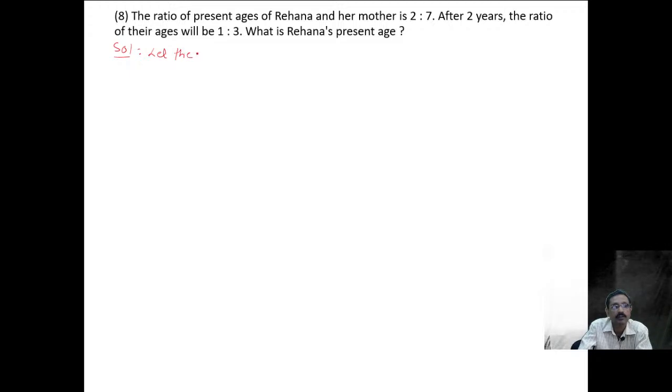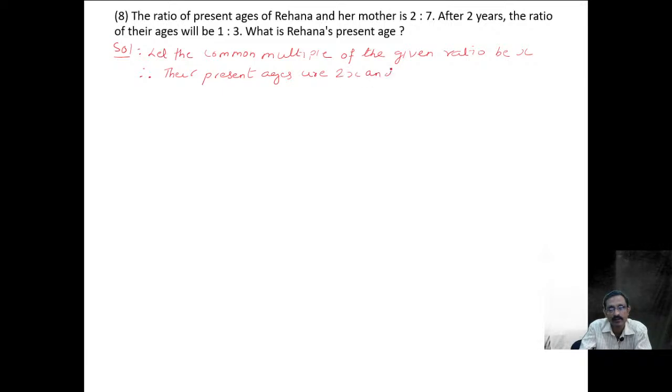Let the common multiple of the given ratio be x. Therefore, their present ages are 2x and 7x respectively.